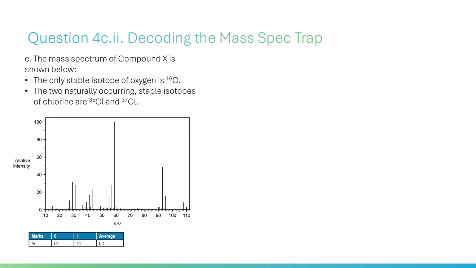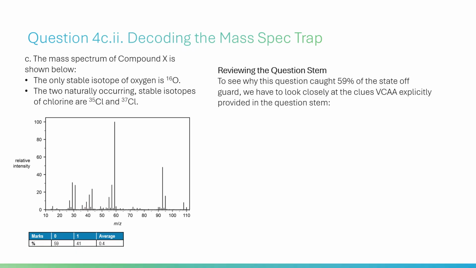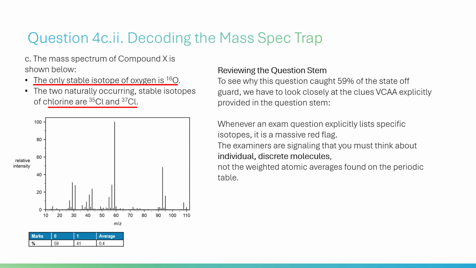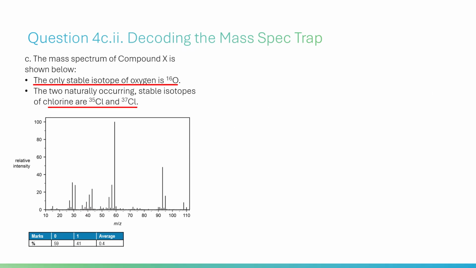Reviewing the question stem. To see why this question caught 59% of the state off guard, we have to look closely at the clues VCAA explicitly provided in the question stem. The only stable isotope of oxygen is 16O. The 2 naturally occurring, stable isotopes of chlorine are 35Cl and 37Cl. Whenever an exam question explicitly lists specific isotopes, it is a massive red flag. The examiners are signaling that you must think about individual, discrete molecules, not the weighted atomic averages found on the periodic table. The trap: whole mass numbers versus decimal molar mass.